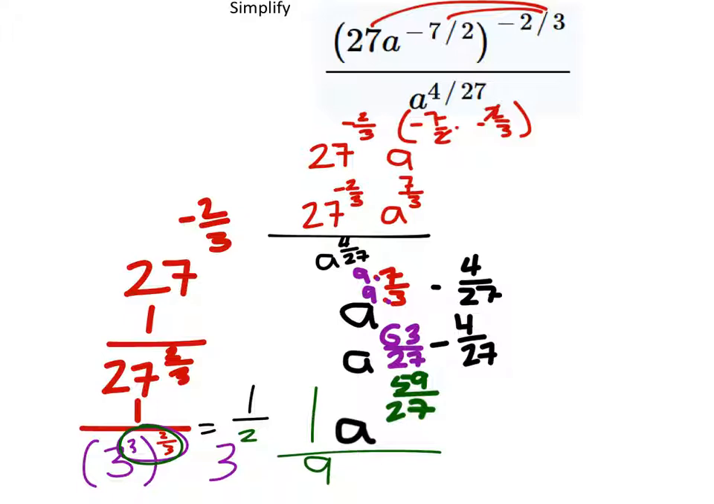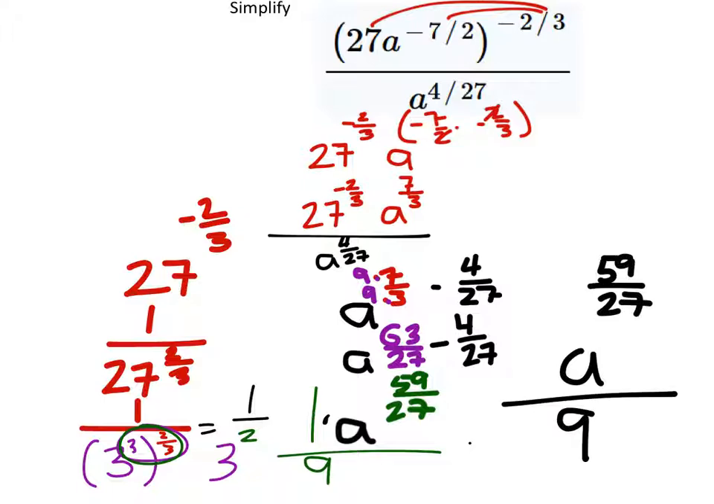Because it was multiplied by the a to that ugly power. So, I mean, you don't really need the 1 there. But that would end up being our final answer on that. I've got a to the power of 59/27, and then over 9. Sorry, my 9s look like a's, so that's not good. Hopefully you get the idea, though.